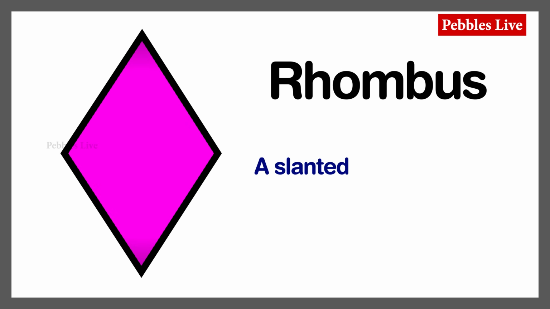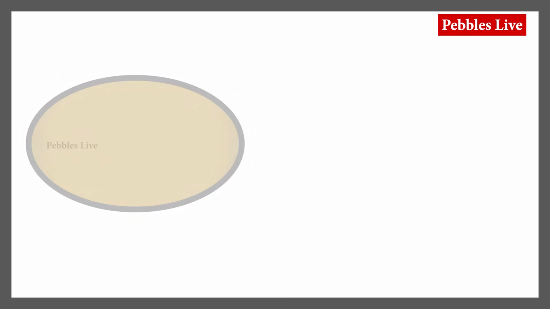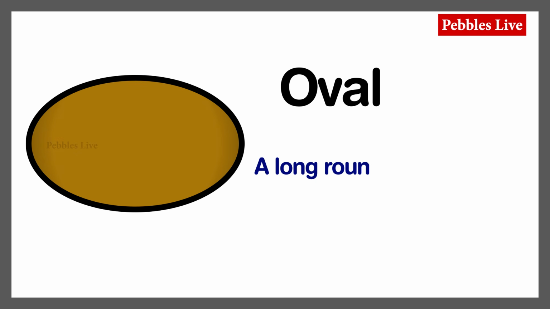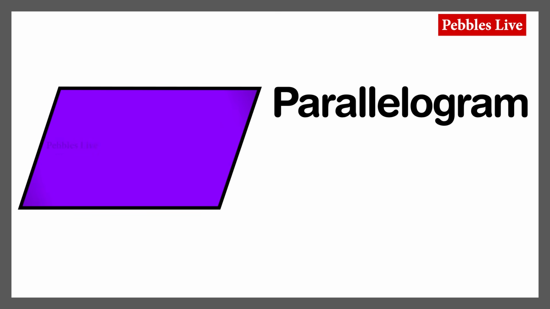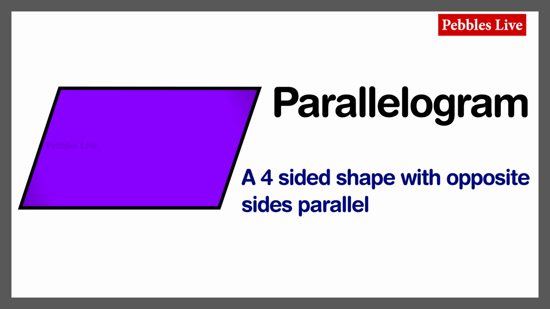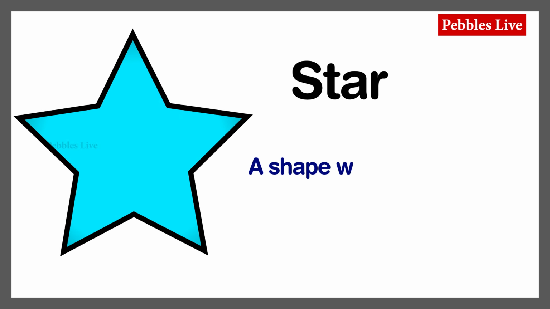Rhombus, a slanted square shape. Oval, a long round shape like a stretched circle. Parallelogram, a four-sided shape with opposite sides parallel and equal. Star, a shape with points, usually 5 or more.